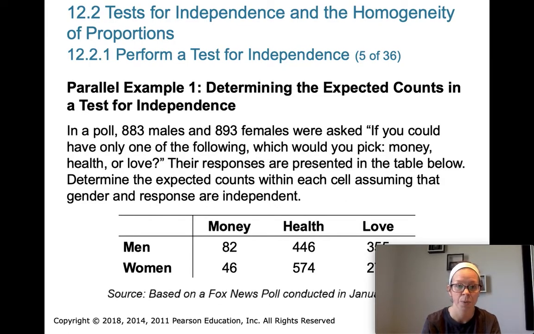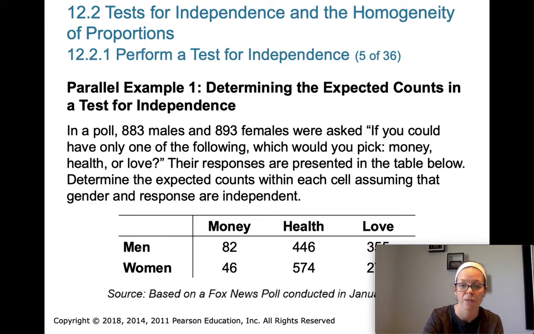So in this example, we have a poll of 883 males and 893 females, and they were asked, if you could only have one of the following, which one would you pick? Money, health, or love? The responses are presented in the table below. Determine the expected counts within each cell, assuming that gender and the response are independent of each other.